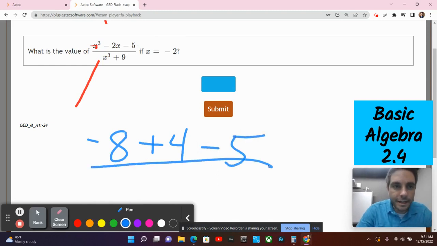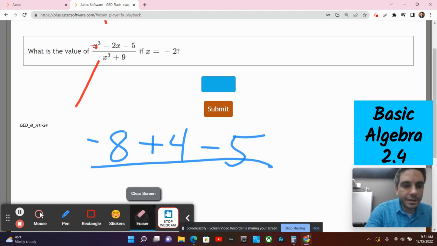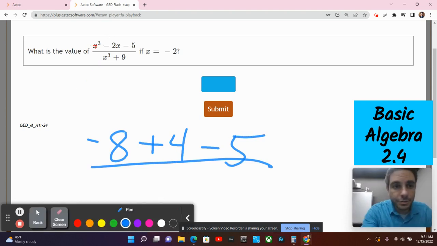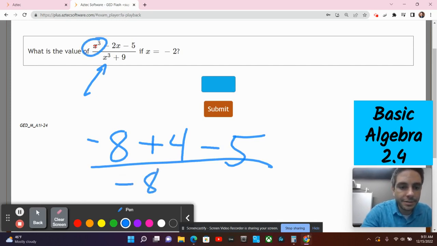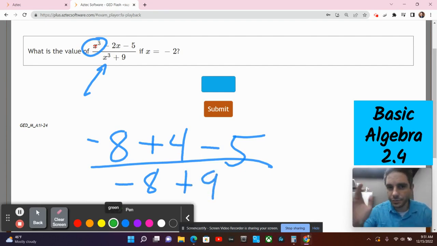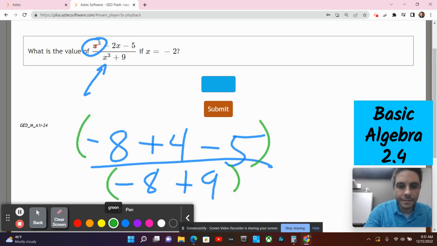Now on the bottom of the fraction, we can go ahead and start knocking that out. -2 to the third power, once again, is -8 because we already did that on the top. So -8 plus 9. Okay, now the top and the bottom are still grouped together in parentheses, so I'll put those in just as a reminder.